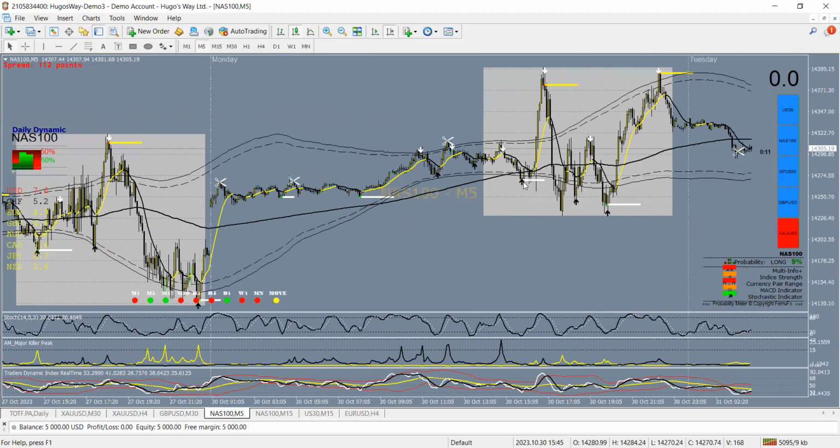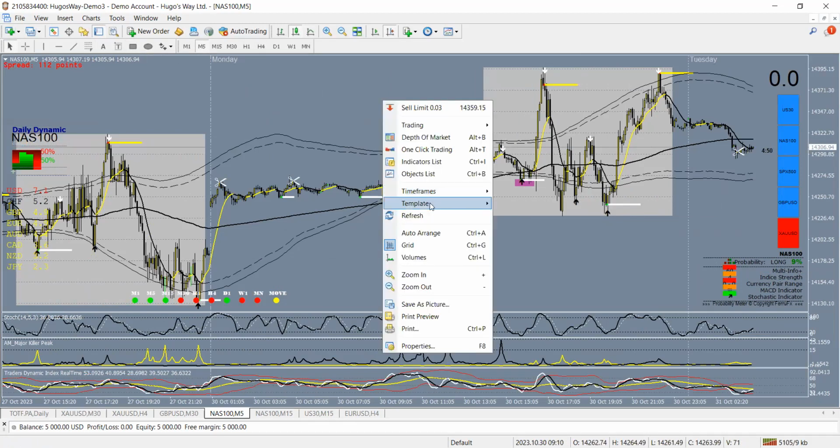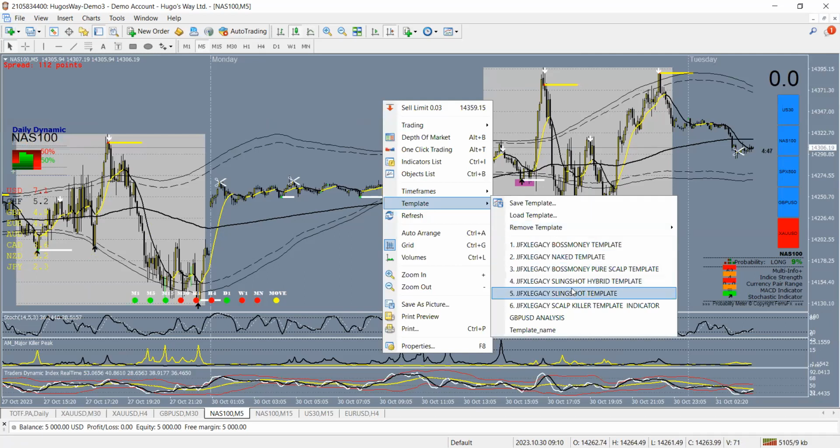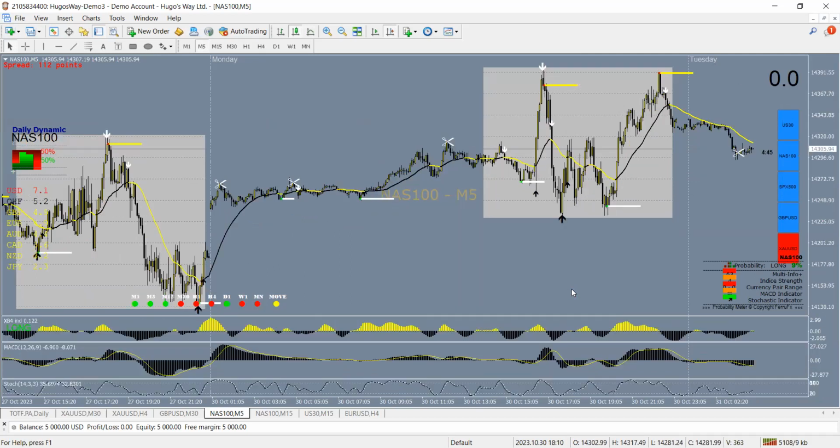It was outside the borderlines here, but we were consolidating, so I don't know how valid you would take that trade if we were just doing it based off of an arrow, but it did confirm it right here on the Boss Money template, right there. You see what I'm saying? It confirmed it right here. But Slingshot template confirmed it on this wick.